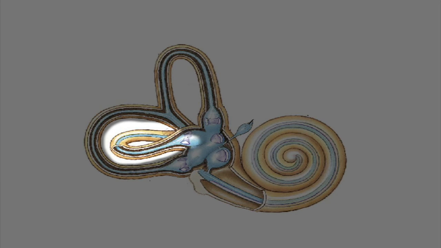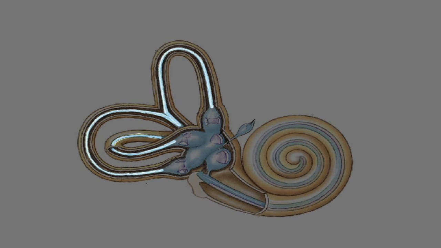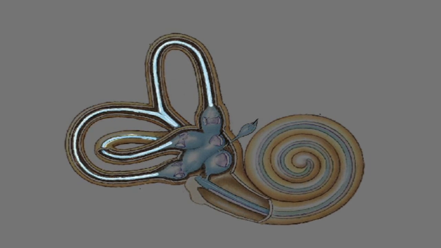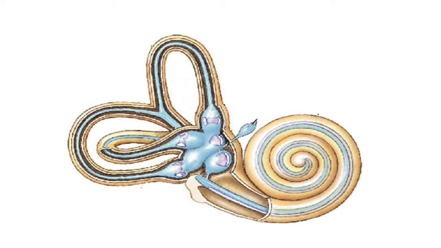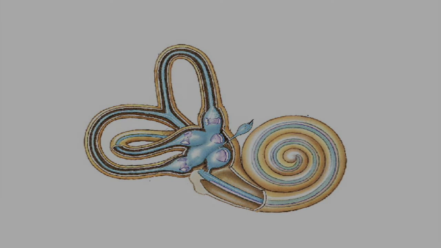Inside the semicircular canals, the semicircular duct contains fluid known as endolymph. As our bodies move, this endolymph fluid also moves, but in the opposite direction to our body movement, due to inertia. Similar to how when you're in a car that makes a slight right turn, you sometimes may sway a little bit to the left, due to inertia as well.